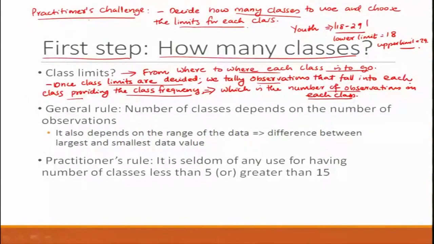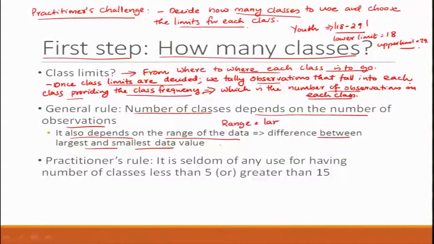So obviously, you have to make a decision. So general rule, there are many rules that are available. The number of classes typically depends on the number of observations. That's rule number one. And rule number two, it also depends on the range of the data. Range of the data is the difference between the largest and the smallest value. So range equal to largest data value minus smallest data value. That is what the range is all about.